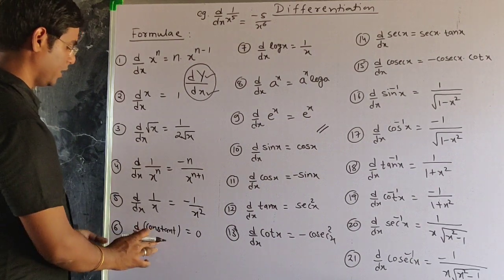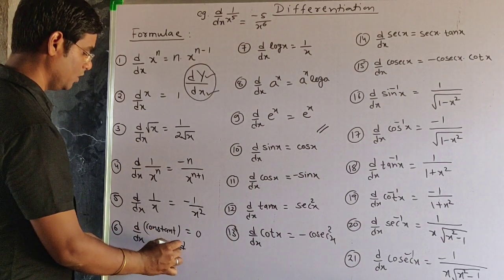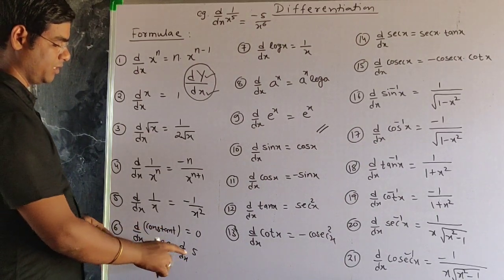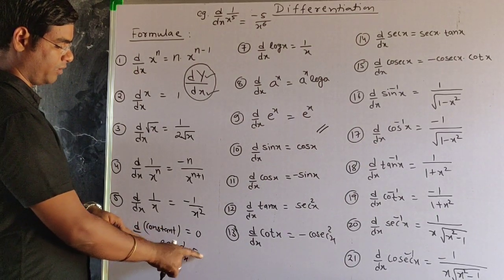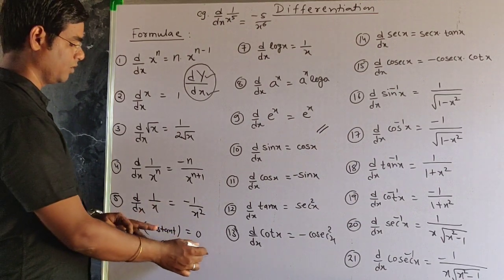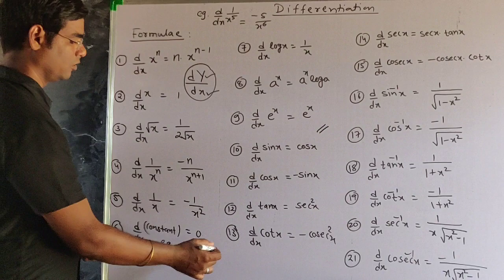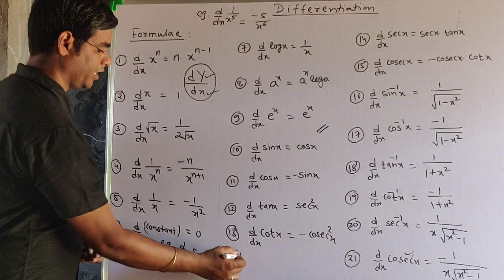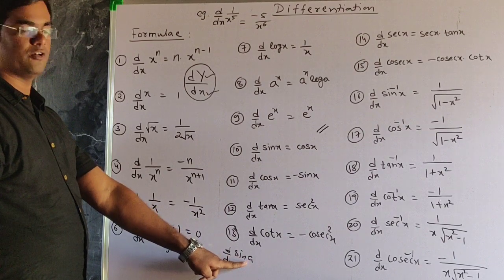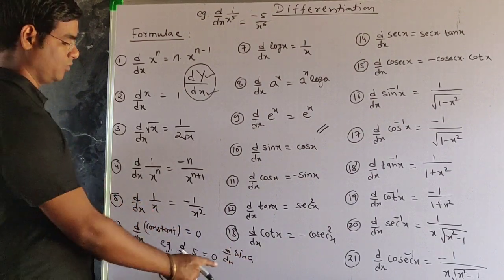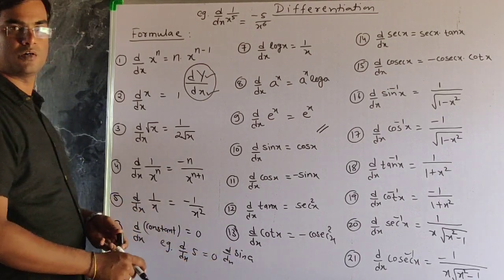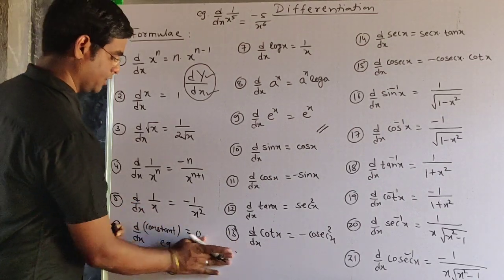0. For example, derivative of 5. In 5 there is no x and y, with respect to x we are differentiating. There is no dependent and independent variable. So derivative of 5 is what? 0. Similarly derivative of sin a, here there is no x, so derivative of sin a is not cos a, because here we are differentiating with respect to x. So derivative of sin a is what? 0 with respect to x.